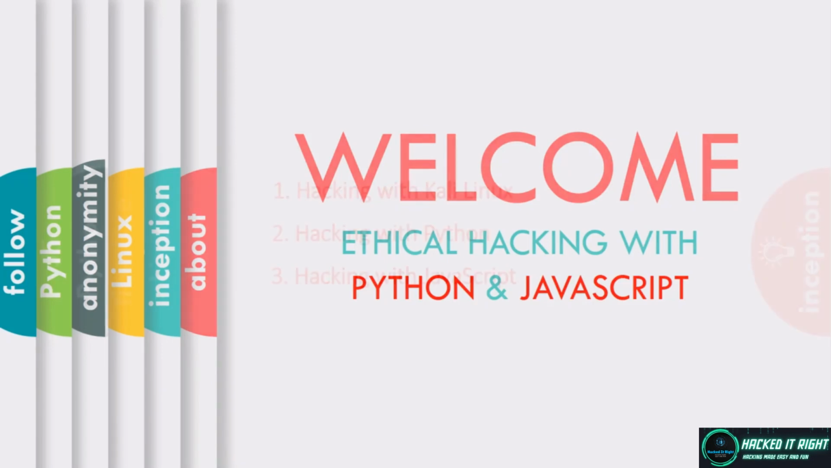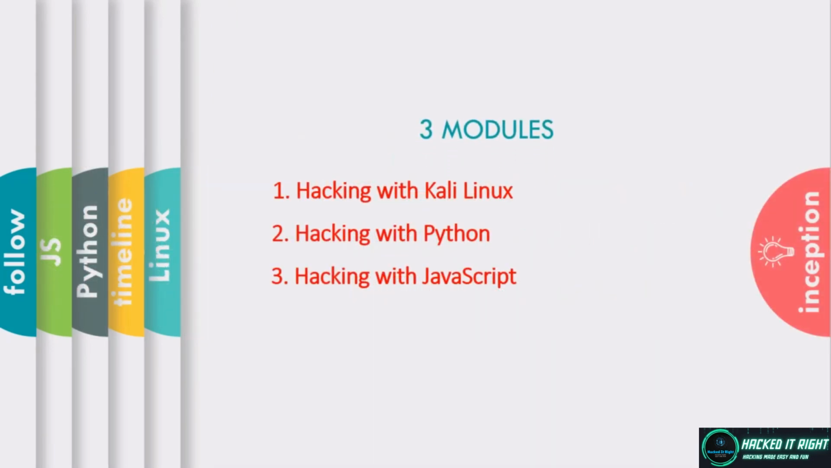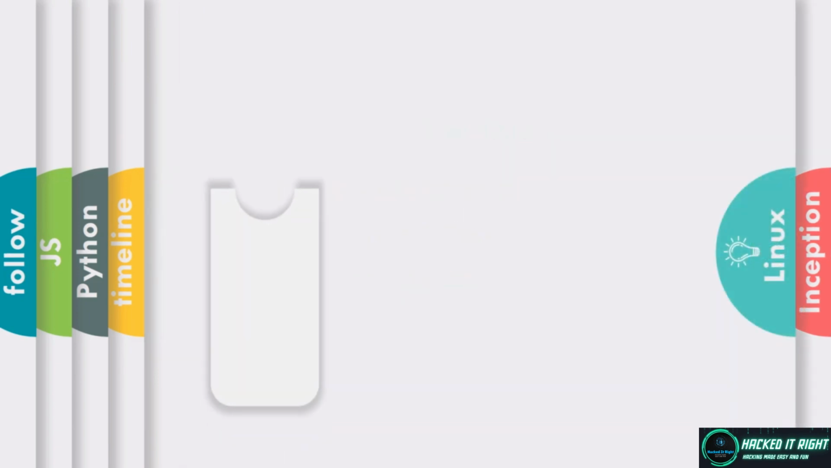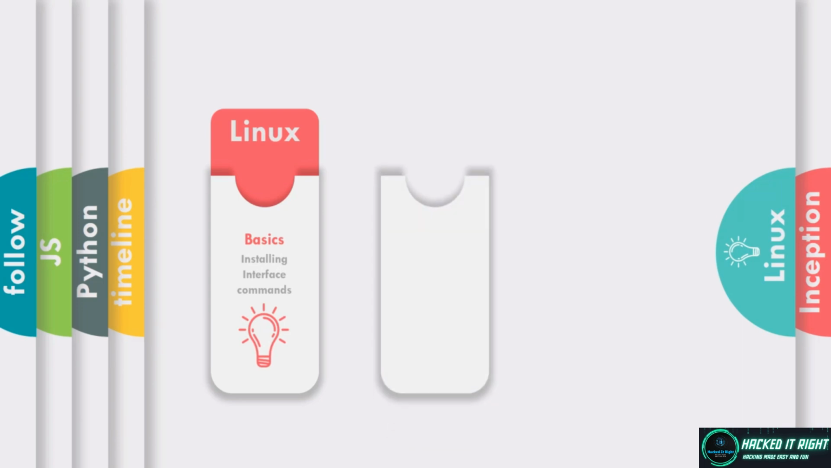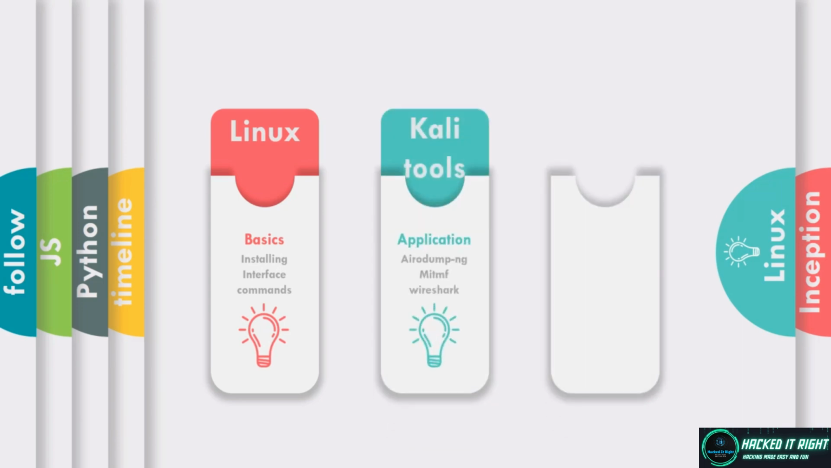Welcome to this course. There will be 3 modules that will be covered in this course. First, we'll start off with Kali Linux, then we'll go to the Python lectures and then JavaScript. So, first of all, we'll start off with Linux. We'll see how to install it and how to interact with the Linux commands.